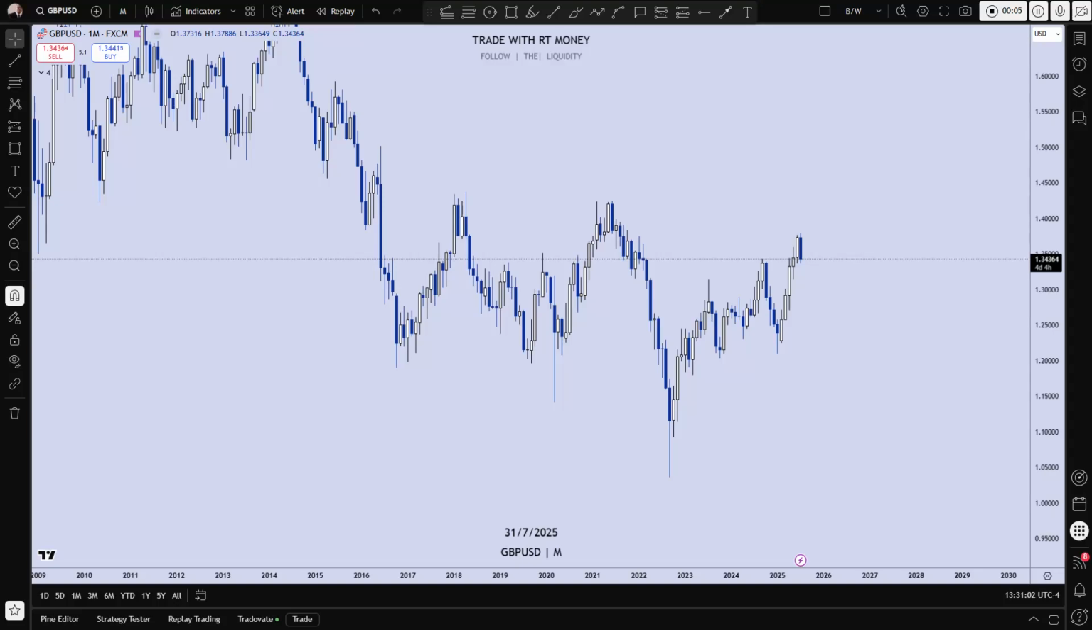We're looking at GBP/USD, and this is one of the good ones. Okay, let me show you what I mean. Looking at the monthly time frame, let's break it down.